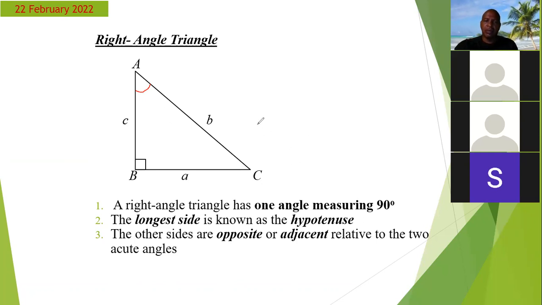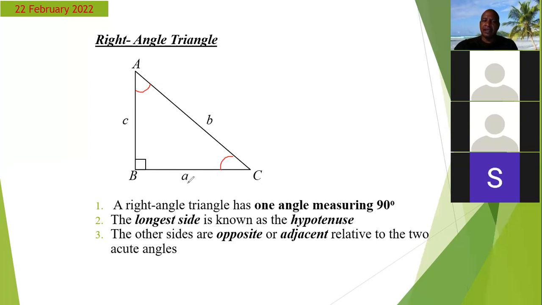Now, when we refer to opposite, you must note that opposite has to be in relation to one of the other angles that are non-right angles. So we have two non-right angles here, right? We know that angle B is the right angle. The other two non-right angles, we now refer to opposite or adjacent in relation to these two angles.